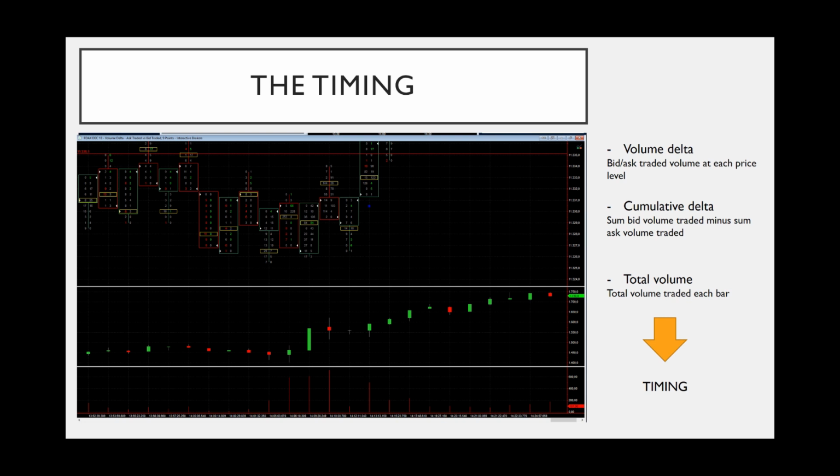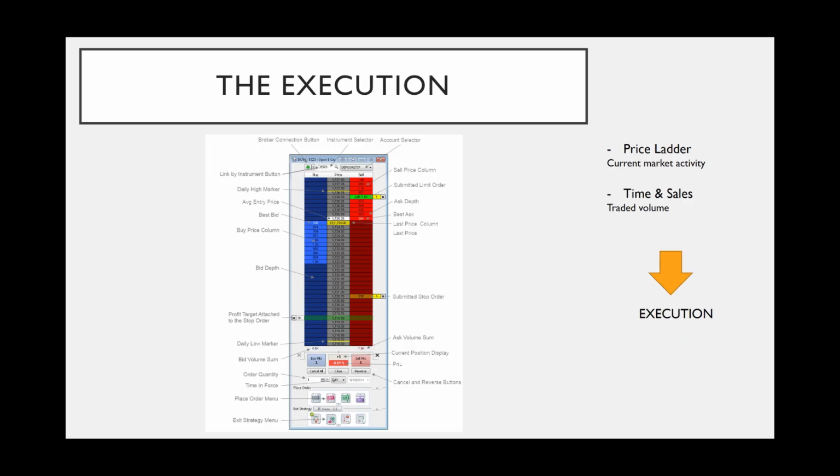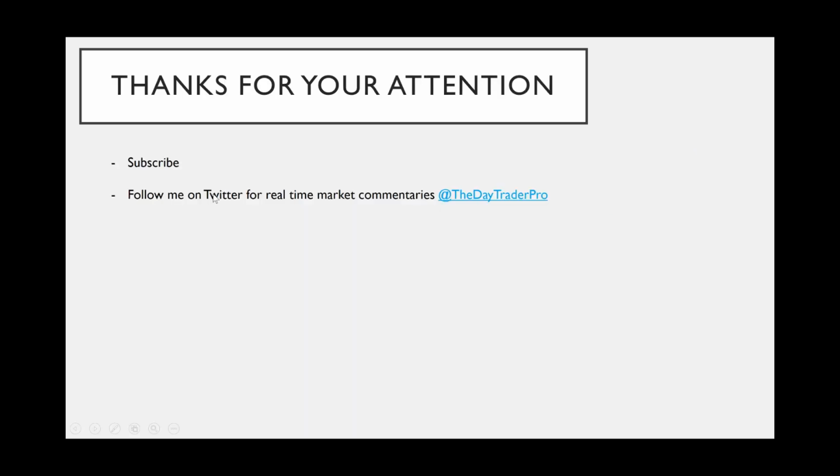The combination of these tools, together with the activity I see on the price ladder and the volume exchanged on the time and sales, allows me to execute my trading idea at precise price levels and with a clear strategy.